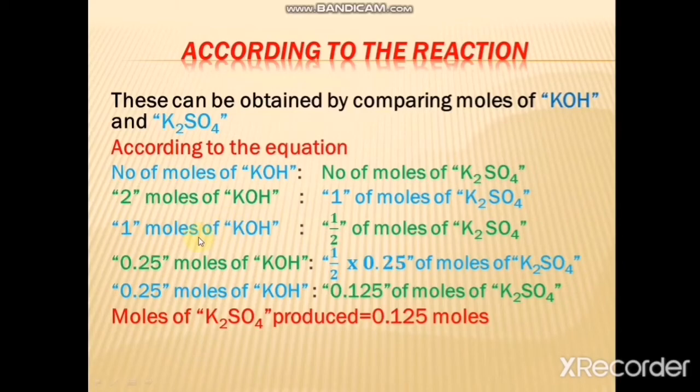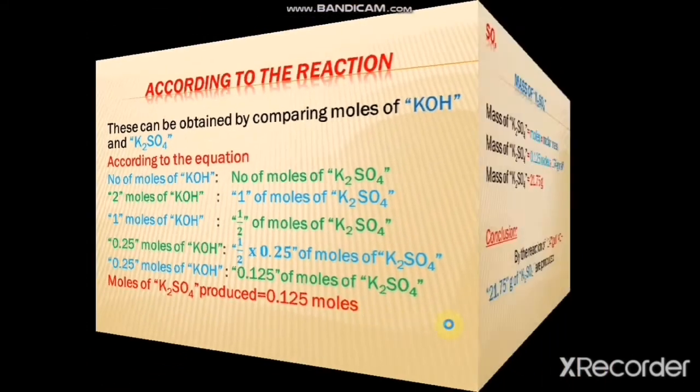So from 1 mole of potassium hydroxide, you will get half mole of potassium sulfate. Actually we are using 0.25 moles, so multiply on both sides with 0.25. So when 0.25 moles of potassium hydroxide is used, you get half into 0.25 moles of potassium sulfate. So from 0.25 moles of potassium hydroxide, 0.125 moles of potassium sulfate are produced. These are the moles, and you have to find the mass.